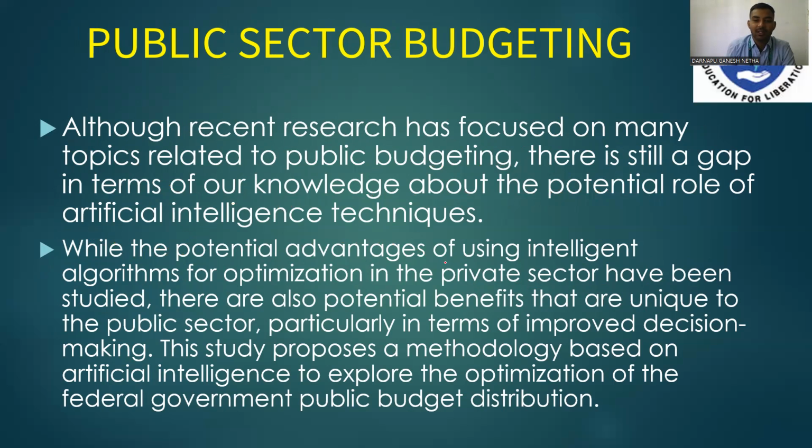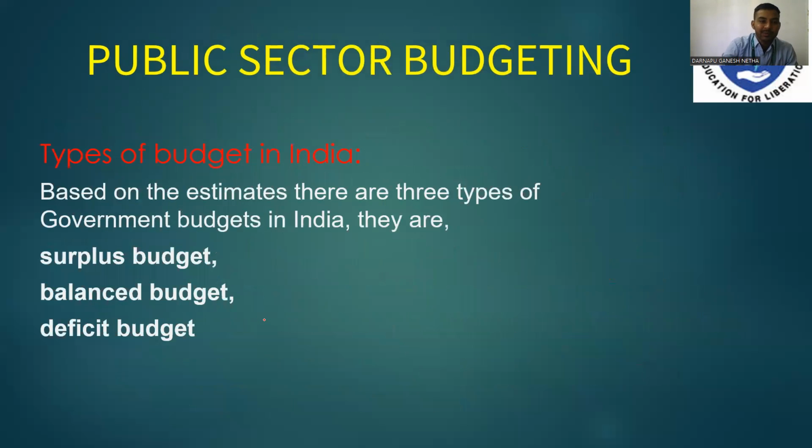While the potential advantages of using intelligent algorithms for optimizing the private sector have been studied, there are also potential benefits that are unique to the public sector, particularly in terms of improved decision making. This study proposes a methodology based on artificial intelligence to explore the optimization of federal government public budget distribution. Types of budgets: based on the estimation, there are three types of government budget.